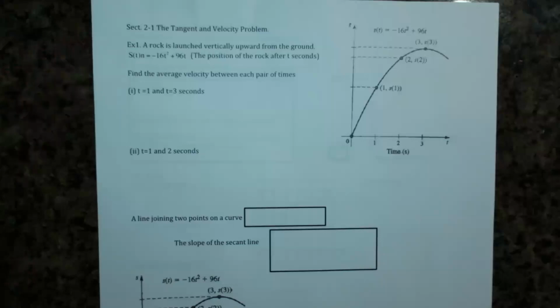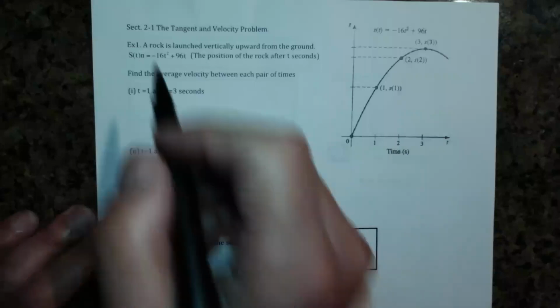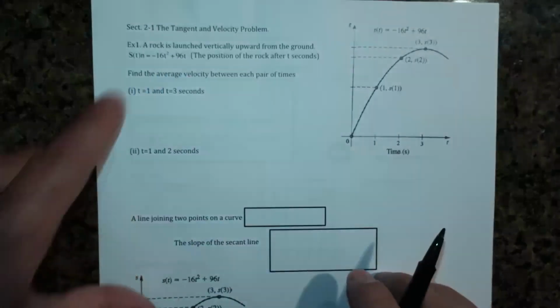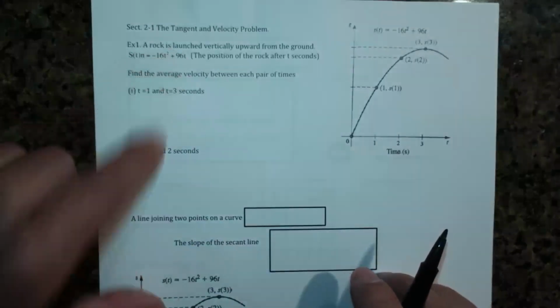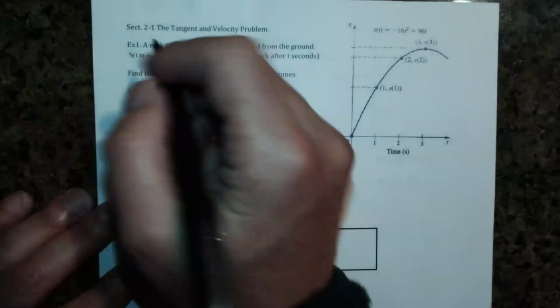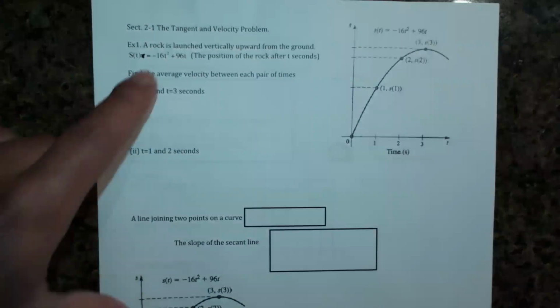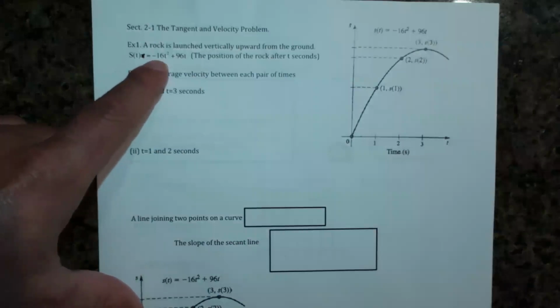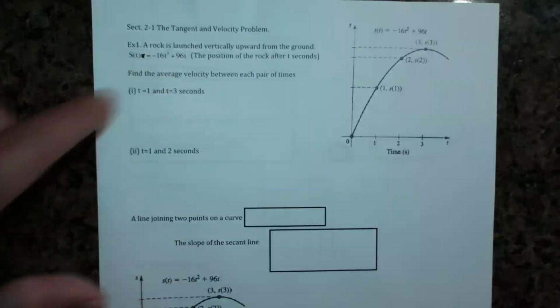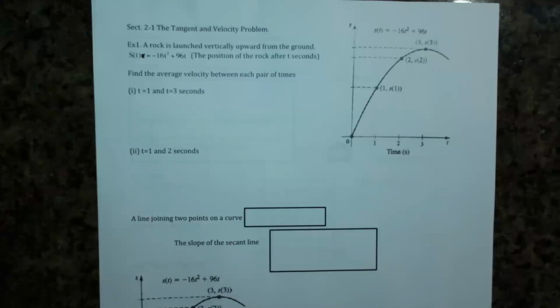We're going to talk about the tangent and velocity problem. This was something that Sir Isaac Newton was pondering when he accidentally discovered or created calculus. He's one of two people that created calculus. And this is a famous equation. It may not look like it, but this is a rock launched vertically upward from the ground. And we're using this equation, s of t is equal to negative 16t squared plus 96t. The negative 16 is because gravity is downward, that's why it's negative. And the 96 is the initial speed that the rock is launched.